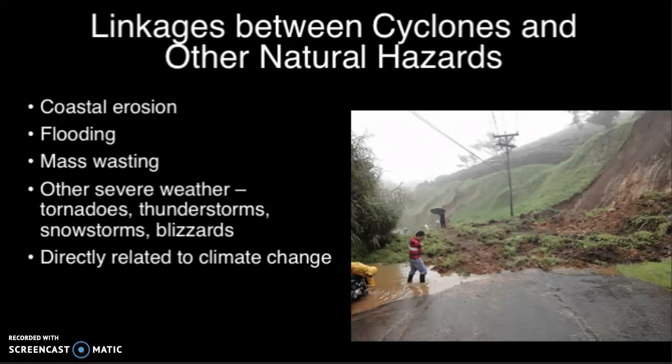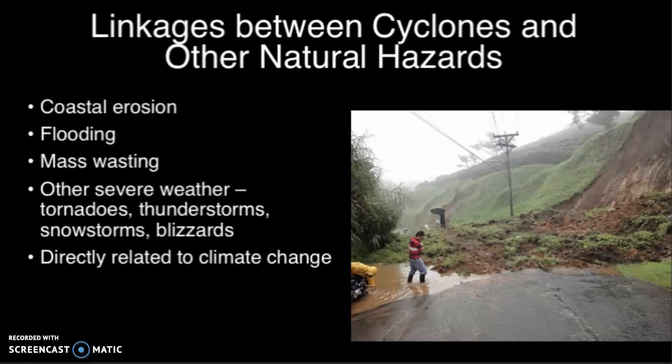That's the first one. Another link is going to be with flooding. As we just saw from the heavy rains, you're going to get major flooding occurring. And you're also going to get flooding due to the storm surges, right? You're going to get mass wasting events, as you're seeing here in the picture on the right. I think this happened in Costa Rica, and I think it was caused by a tropical storm.